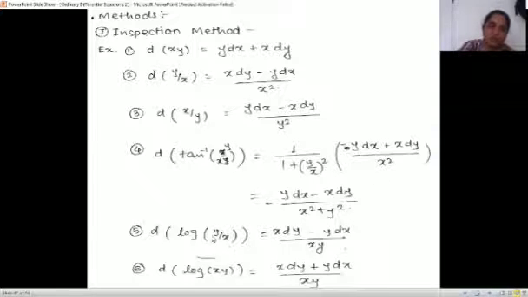In case of log, 1 upon y by x into the derivative of y by x, and by solving, after we get x dy minus y dx upon xy. If some term like that is there, we can directly write this as the derivative of log y by x. Remember that.